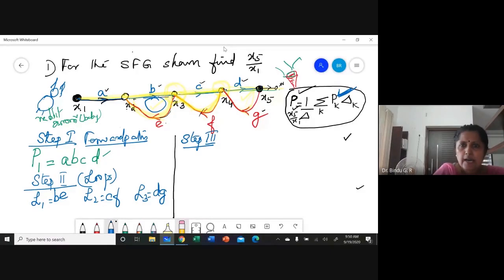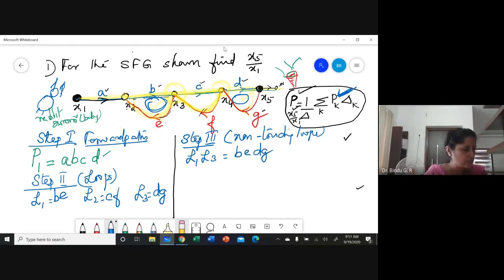Step 3. I am checking for non-touching loops. Okay, I am having 2 non-touching loops, as I told earlier also, because they don't have a common node, which means the loop gain will be L1 L3, that is equal to BE DG. I hope you understood up to this.